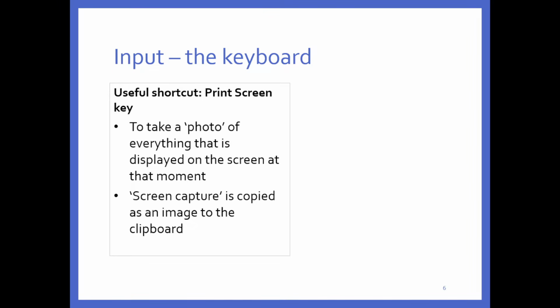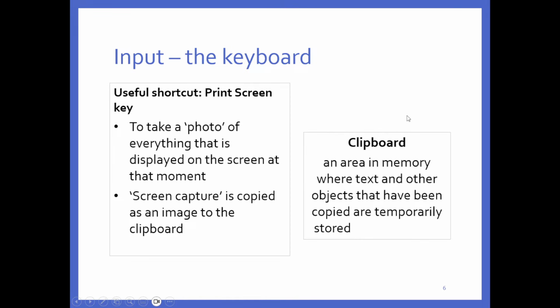Now, we have useful shortcuts. So things like print screen, because what that does on your keyboard is it actually takes a photo of everything that's displayed on your screen, and then you can paste that to wherever you need to. You'll come across things like your clipboard as well. Your clipboard is simply an area in memory where text and other objects have been copied and are temporarily stored. So when I press print screen, it goes to my clipboard. Then when I paste, it's taken from the clipboard and put wherever I'm going to paste that.